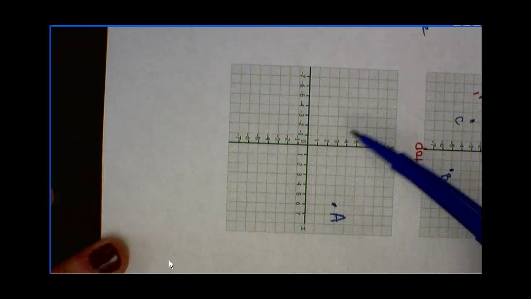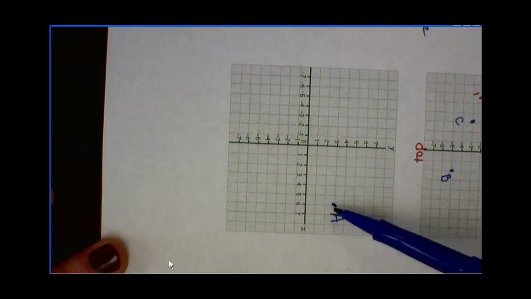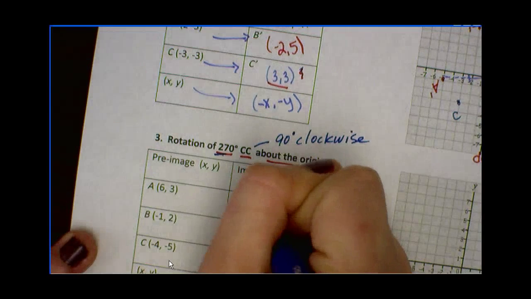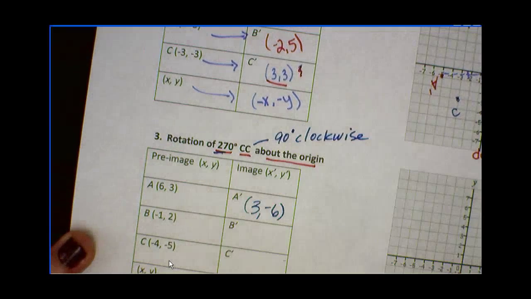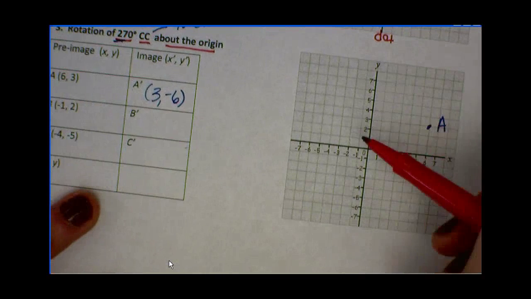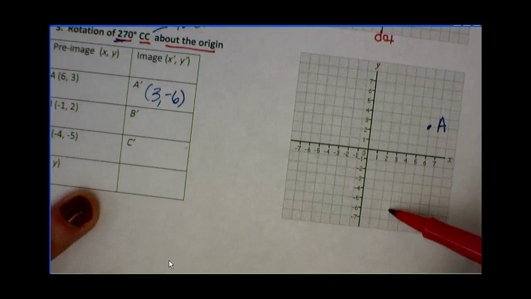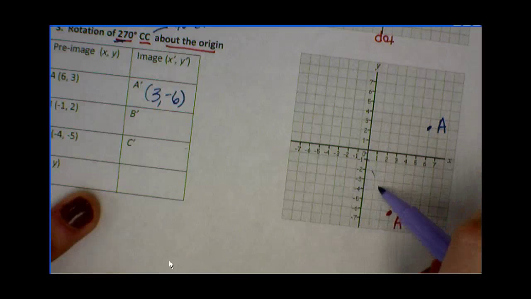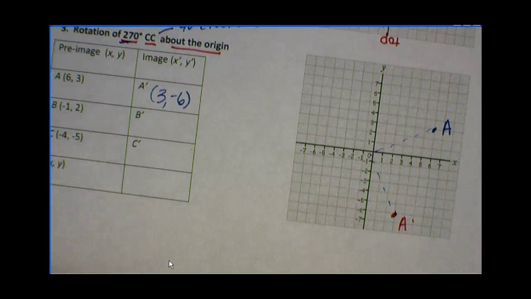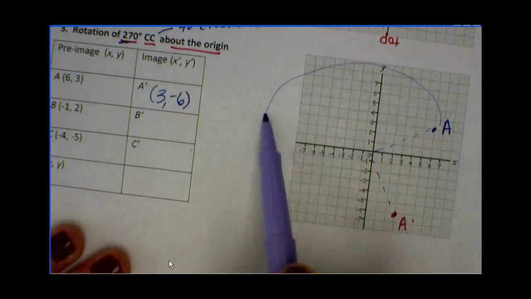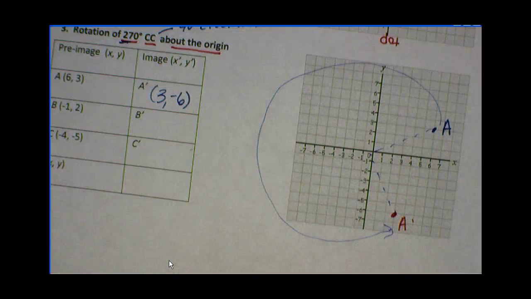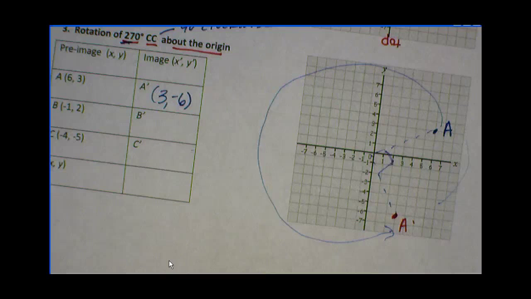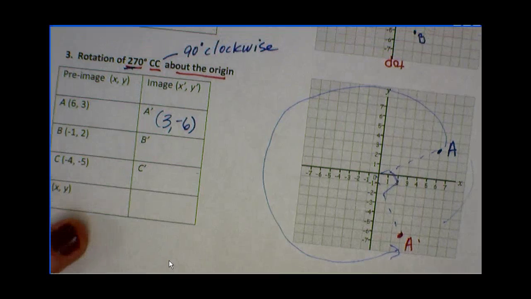Notice where my point is located now. If I look at my coordinate plane, it's to the right 3 and down 6. So remember that. Right 3, down 6. So right 3 would be 3, and down 6 would be -6. If I plot that on my coordinate plane, 3, -6, that's my A prime. And I connect to show that those distances are going to be the same. This is your 270 degrees counterclockwise, or if you think about it, this is 90 degrees clockwise if you would have gone that way.